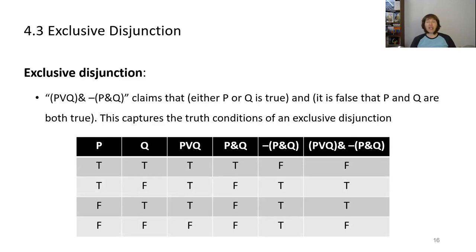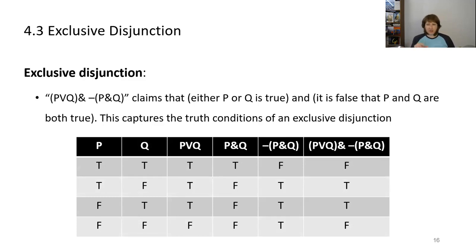We have a column for P and Q, because that showed up in the complex statement. We have a separate column for the negation of P and Q. Do we really need that? Again, you could do it in your head, but I'm going to ask you to actually put the column in. Why? Well, because the negation of P and Q is just really reversing the truth values.